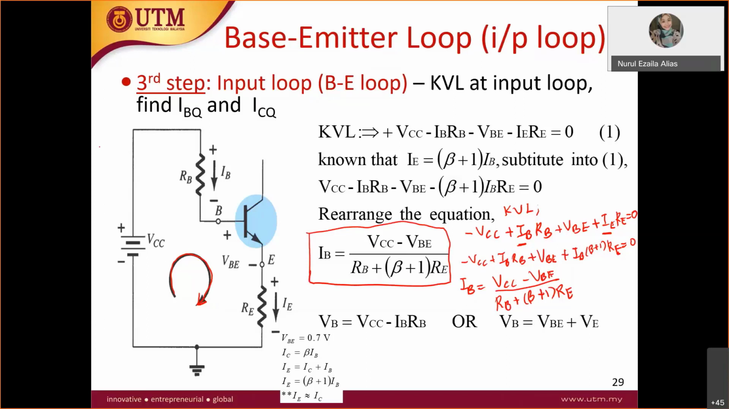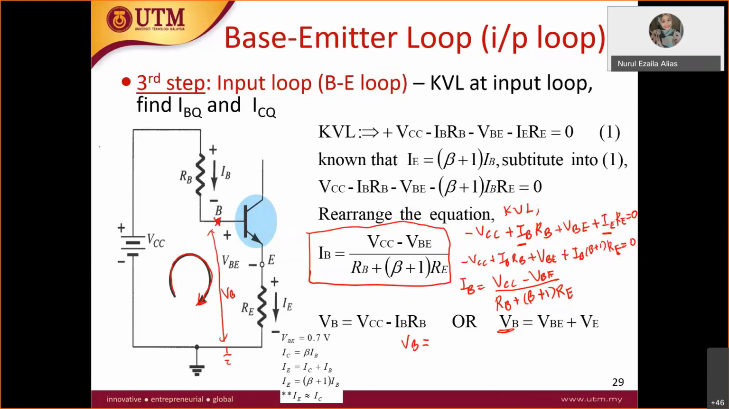For example, if you want to find VB, VB is actually the voltage from this base to the ground. So what can you see from this base node to the ground? You are actually seeing that you got VBE as well as the voltage across RE. That's why you have here VB is equal to what you see from this node.